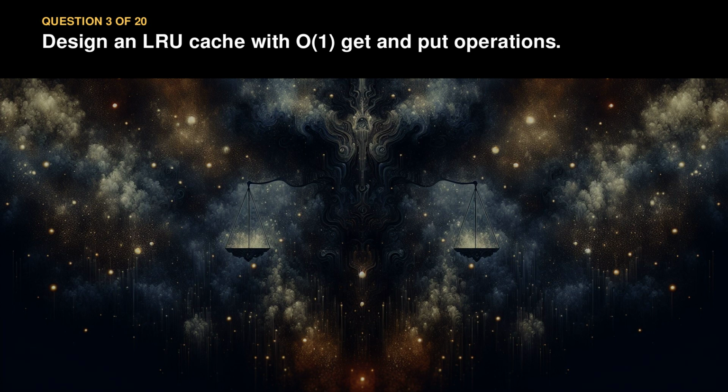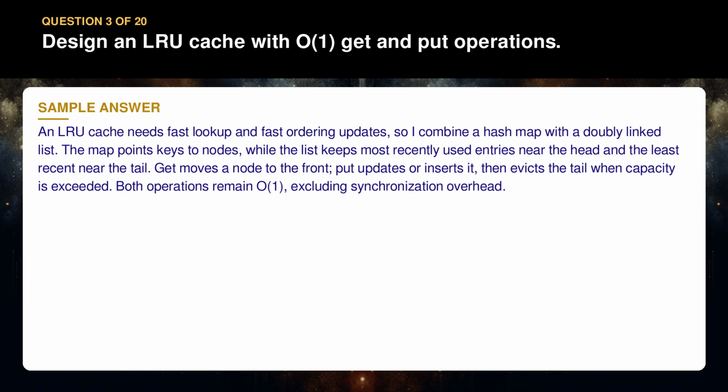Question 3. Design an LRU cache with O(1) get and put operations. An LRU cache needs fast lookup and fast ordering updates, so I combine a hash map with a doubly linked list. The map points keys to nodes, while the list keeps most recently used entries near the head and the least recent near the tail.